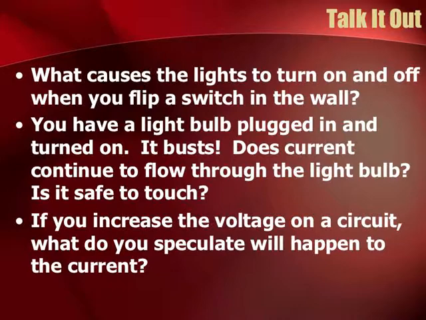You have a light bulb plugged in and turned on, it busts. So we're saying the glass busts, and sometimes they say get a potato, and a potato can help you get those out. I've tried it; it doesn't work. But does current continue to flow through the light bulb? No, it's an open circuit. The actual wire inside of it breaks. If the light bulb busts and it's on, the filament is going to bust too. So you don't have a path for that charge to go through anymore, and so it's going to stop.